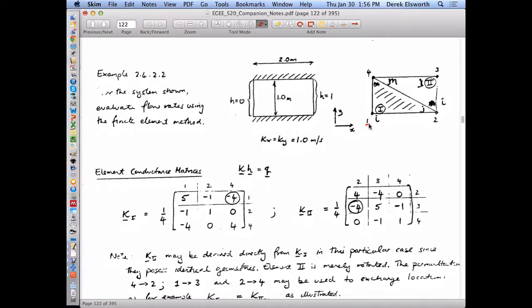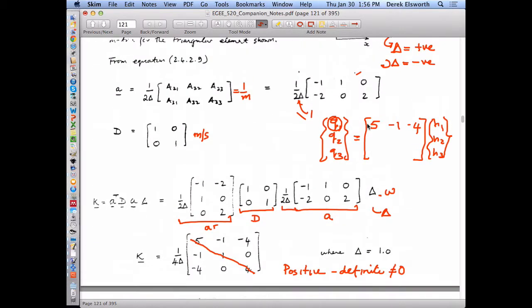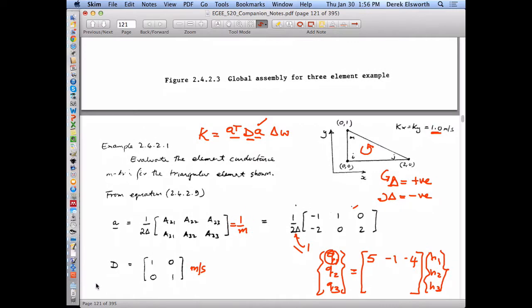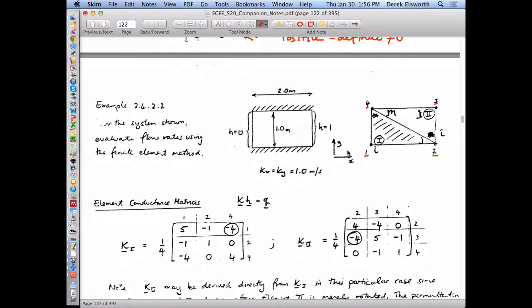These are the global node numbers, 1, 2, 3, and 4. In the particular case that we did before, the local numbers would be 1, 2, and 3. So I guess we could put that on here if we wanted to. This would be 1, this would be 2, and this would be 3. And so in other words, this transformation between local and global numbers is for the element that we just got, right?